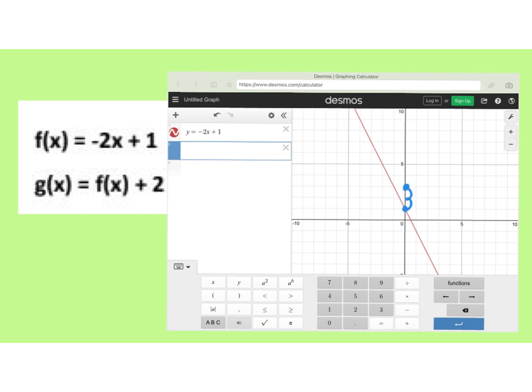So let's see what happens. So y equals negative 2x plus 3. And there it is, just as suspected. So in this case, we would say that this is up, not 3, sorry, up 2 units.